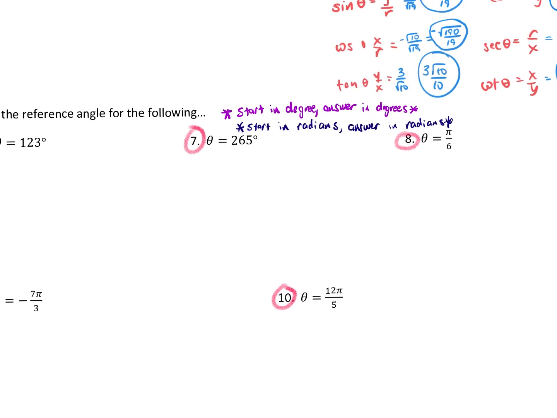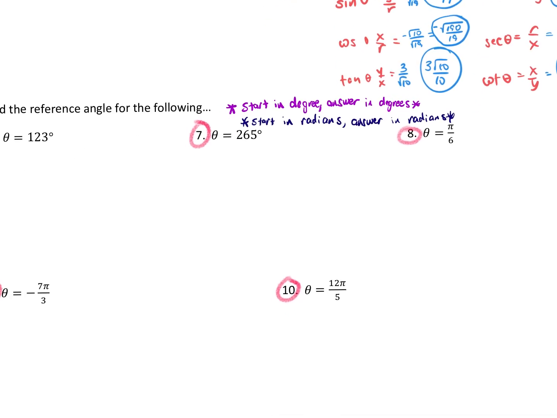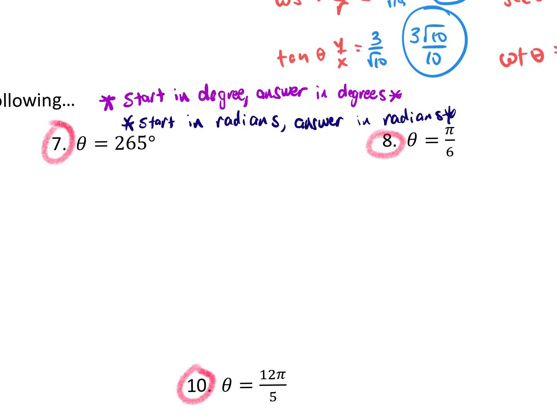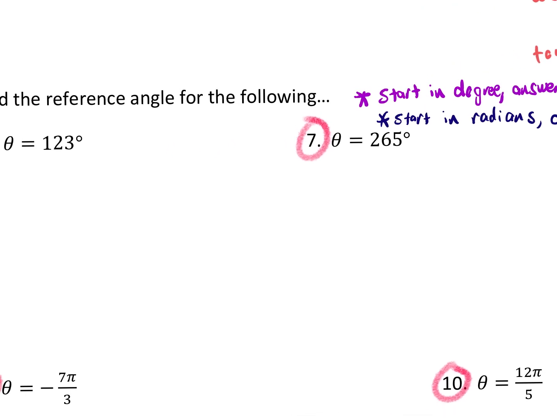All right, so reference angles. You guys are absolutely going to have a question that just says, here you go, find the reference angle. Super easy. What did I write here? If you start in degrees, your answer should be in what? Degrees. If you start in radians, your answer should be in what? Radians. What are two things that we need to remember about reference angles? They're always acute and always positive. Very important to remember.